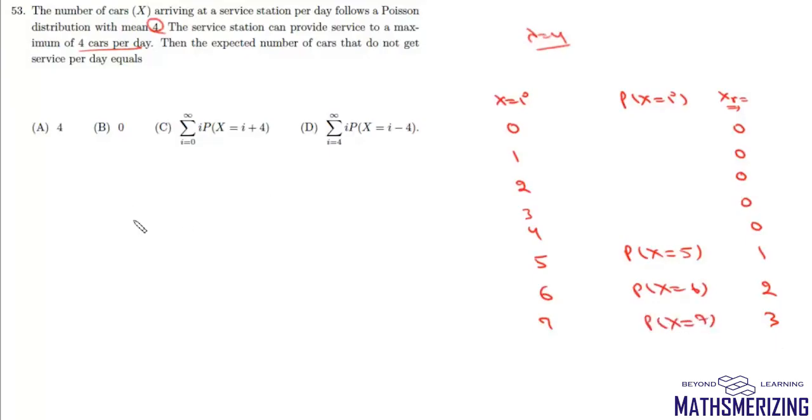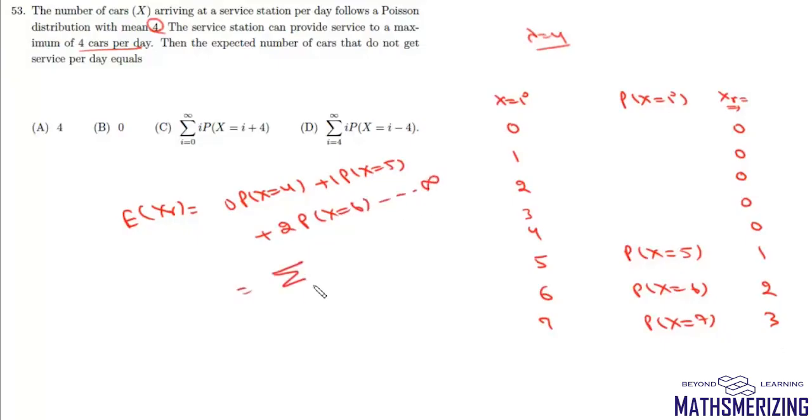So we can write expected number of returned cars will be 0 into P(X=4) plus 1 into P(X=5) plus 2 into probability X equals 6, and it goes up to infinity, which we can write as the summation of i into P(X equals i plus 4), where the value of i varies from 0 to infinity, and that's your option number C.